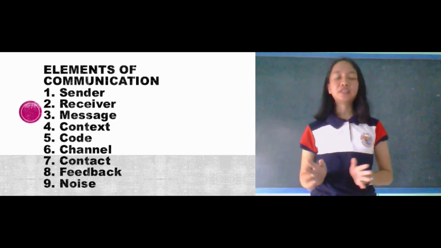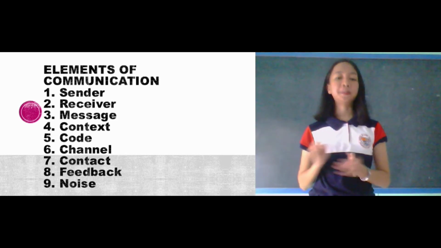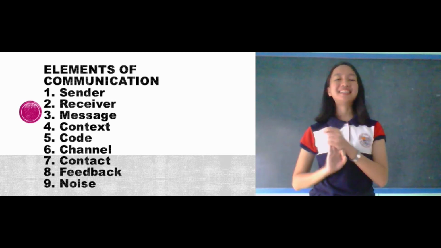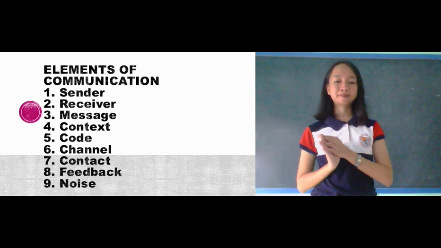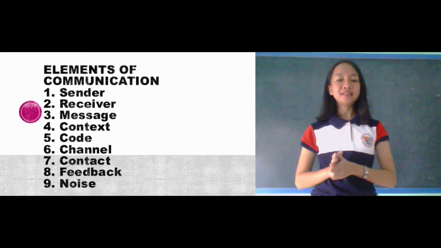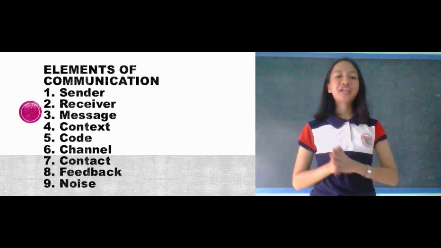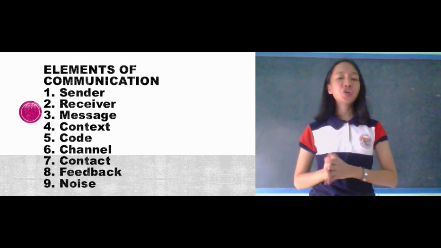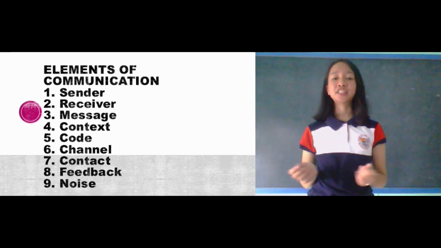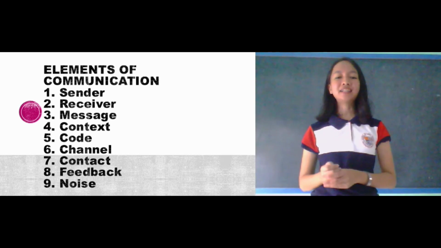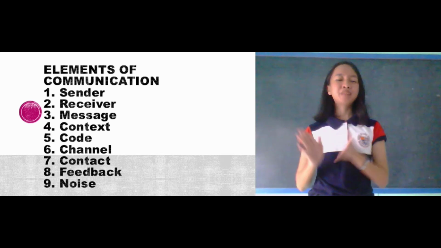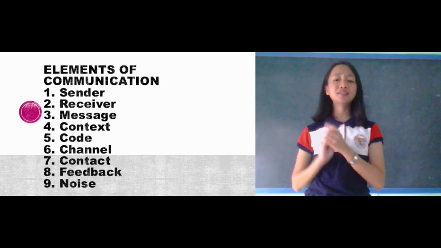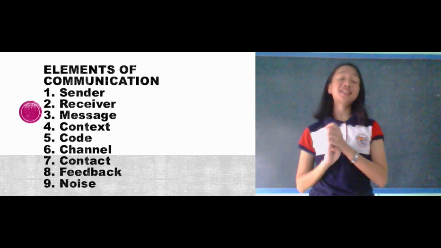The fifth one is the code. The code are the symbols, marks, signs, letters, or words which are used to convey the ideas being shared in the communication. The sixth element is the channel. The channel is the method or the mode on how the messages are transmitted. Examples of channels are emails, radio, TV, newspaper, airwaves, sound waves, letters, cables, telephones, and many more.